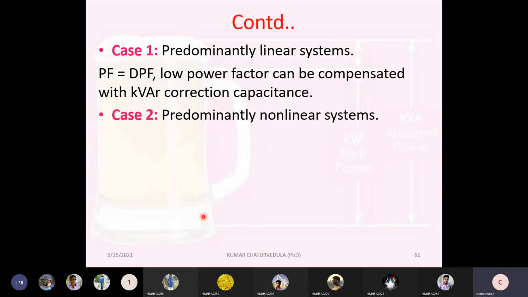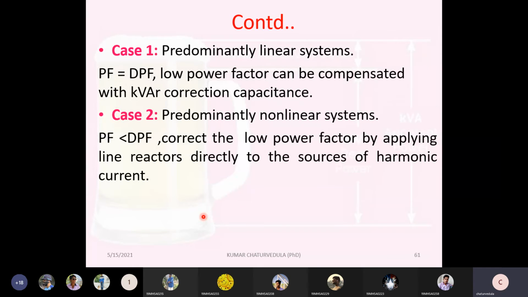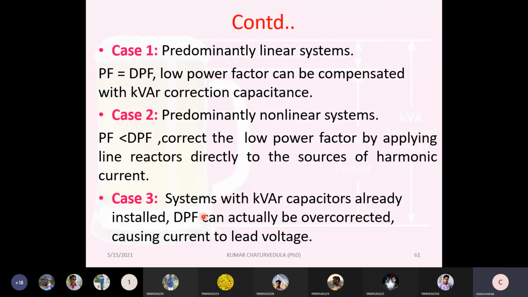In case of predominantly non-linear loads, the total power factor is less than the displacement power factor. In this condition, power factor less than DPF, you have to use line reactors to reduce the harmonic currents. So that is required in case of predominantly non-linear systems.